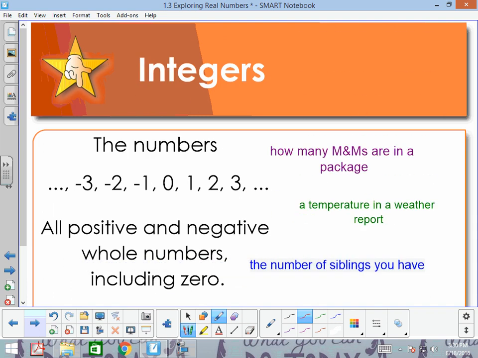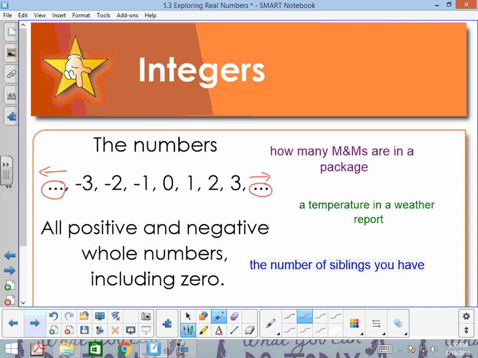Then we have integers. Integers are the natural numbers, 1, 2, 3, 4, 5, 6, keep going, the whole numbers, which starts with 0, and also the negative whole numbers. So all positive and negative whole numbers, including 0. This dot, dot, dot means that they keep going to the left. This dot, dot, dot means it keeps going to the right.